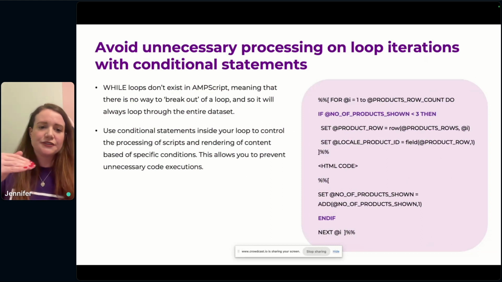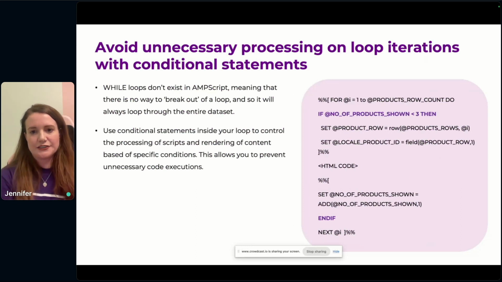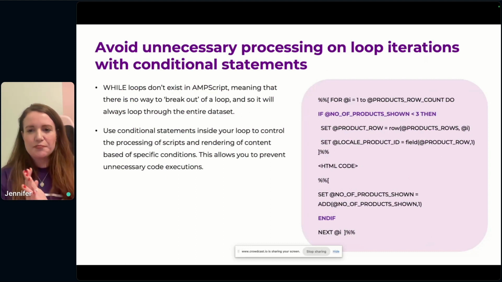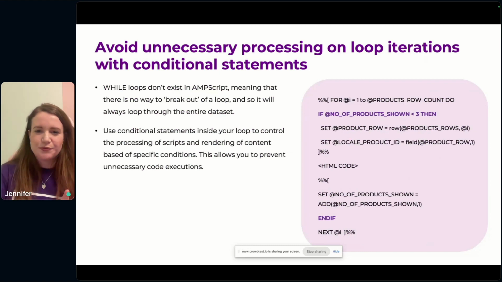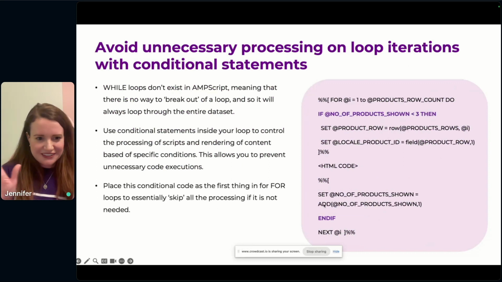So what you can do is use conditional statements inside of your loop to control the processing of scripts and rendering of content based on specific conditions, which allows you to prevent unnecessary code executions. You can see here I put this conditional statement. If you remember in the scenario, we only wanted to show 3 product images. So once we've shown 3, we don't need to show any more, so we don't want to do all this processing. Once we've got 3 products shown, we can ignore all of this in the middle, which is lovely, less processing.